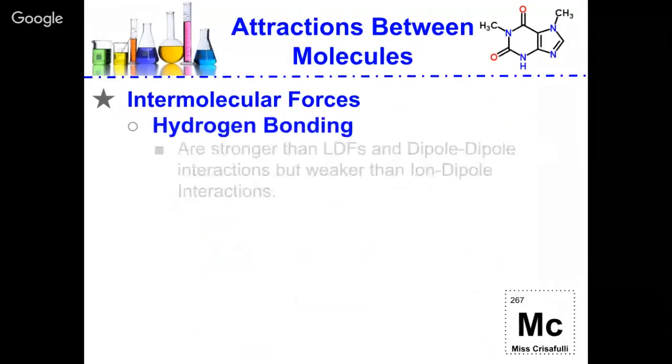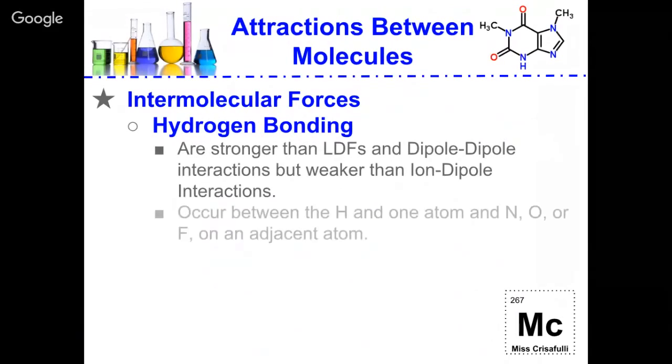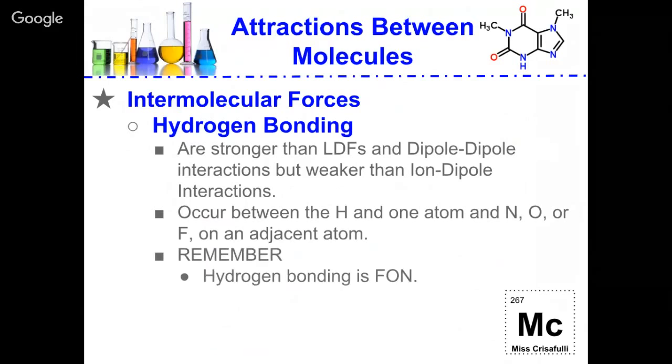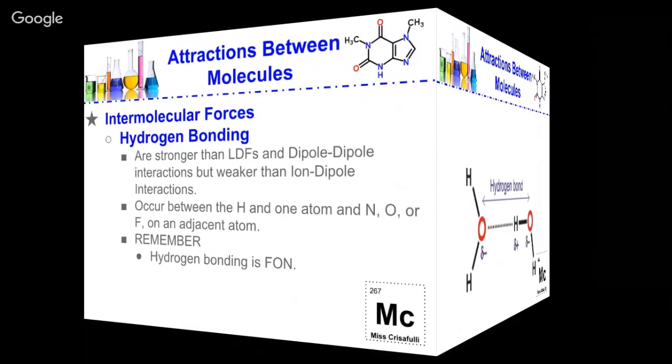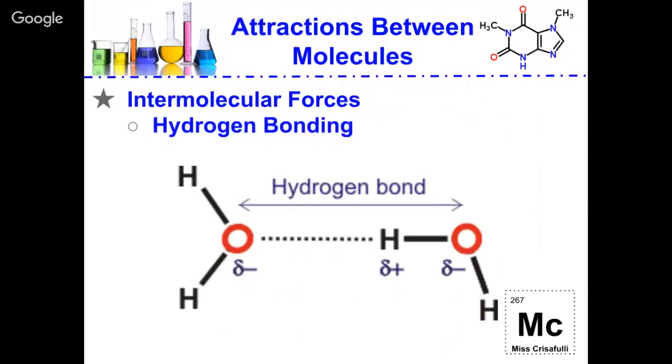Let's talk about hydrogen bonding. Hydrogen bonding is stronger than London dispersion and dipole-dipole interactions, but they're weaker than ion-dipole. And this occurs between hydrogen and one atom of nitrogen, oxygen, or fluorine on an adjacent atom. So remember, hydrogen bonding is fun, F-O-N, only occurs with fluorine, oxygen, and nitrogen. And that's what this would look like. So in water, we actually see hydrogen bonding because we have the hydrogen interacting with the negative oxygen of the next molecule of water.